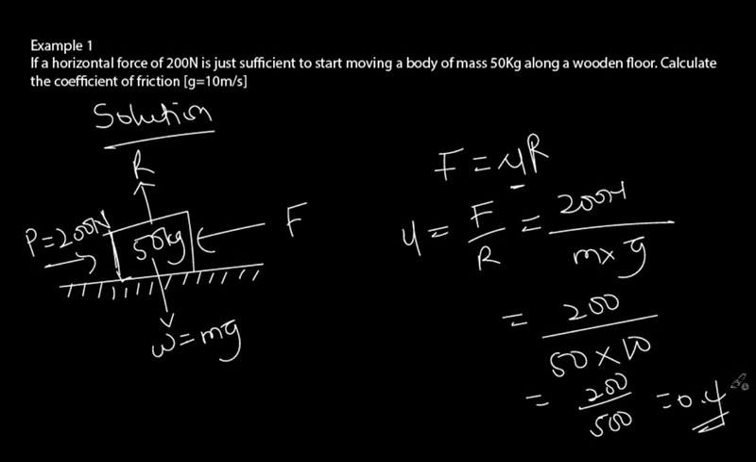And like I said, it is dimensionless, so we don't have any unit, because we have Newton here, and here we have kilogram meters per second square. This is also equivalent to newtons, so they will cancel out. So let's have a look at another example.